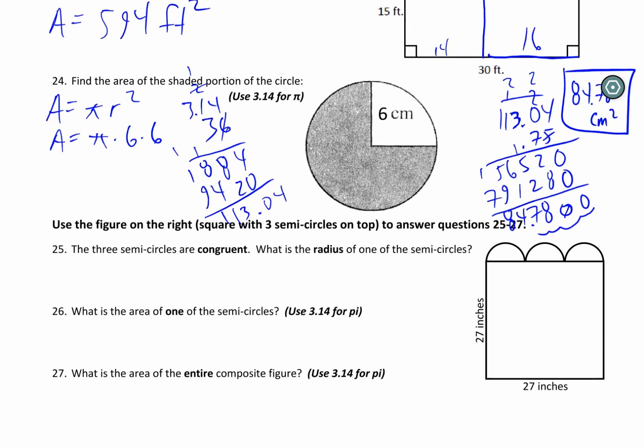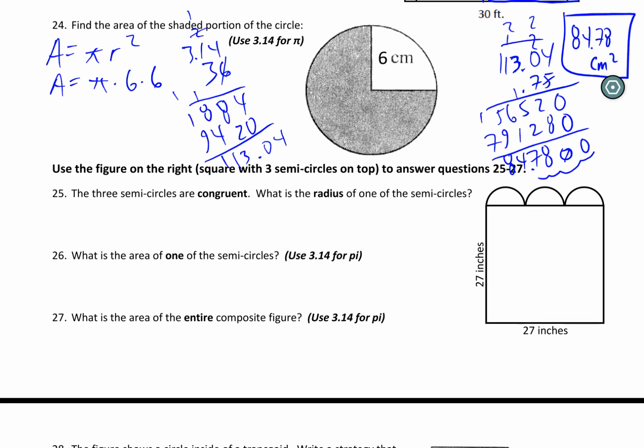All right, question number. Oh, and just for clarification on number 24, I found the area of the entire circle, multiplied that by 3/4 or 0.75, right? Because I have 3/4 of a circle. When I did that, I got 84 and 78 hundredths centimeters squared.